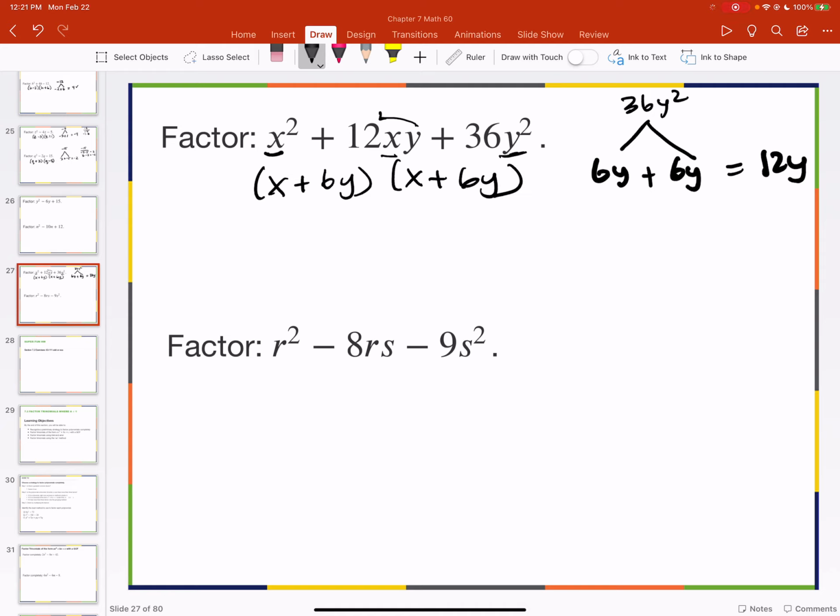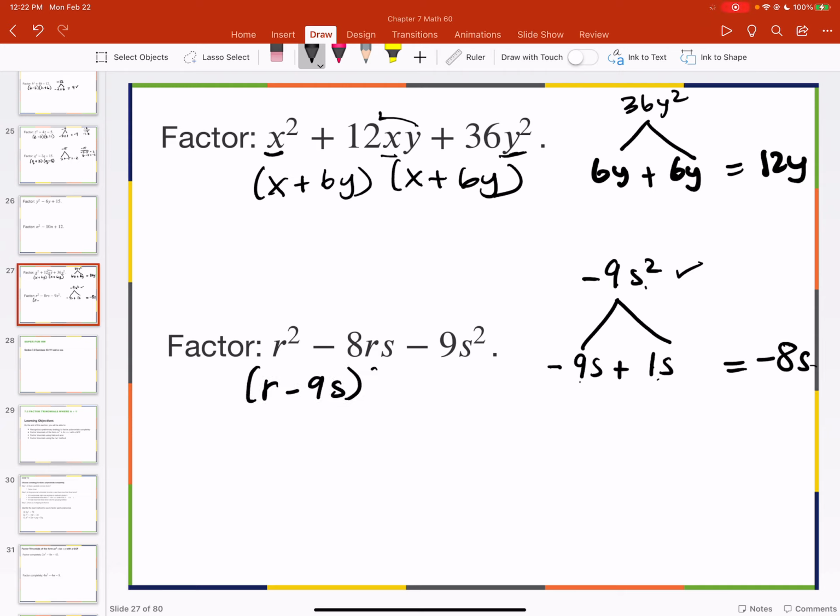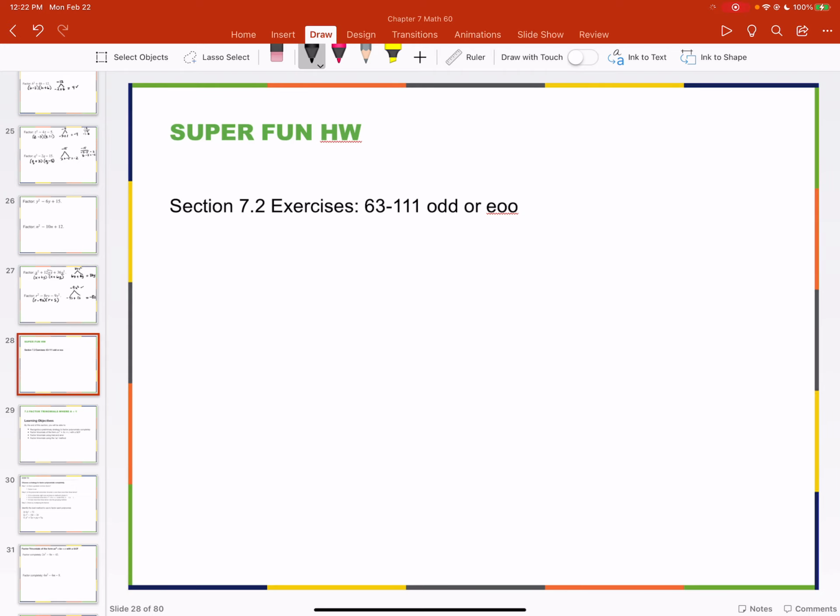All right, let's do one more. Negative 9s squared. So remember, the s's are going to come along for the ride. This has to be negative 8s. So then we have negative 9s plus 1s, right? Because negative 9s times 1s gives me negative 9s squared, and negative 9s plus 1s gives me negative 8s. So that becomes r minus 9s, r plus s. And that is it for this section.